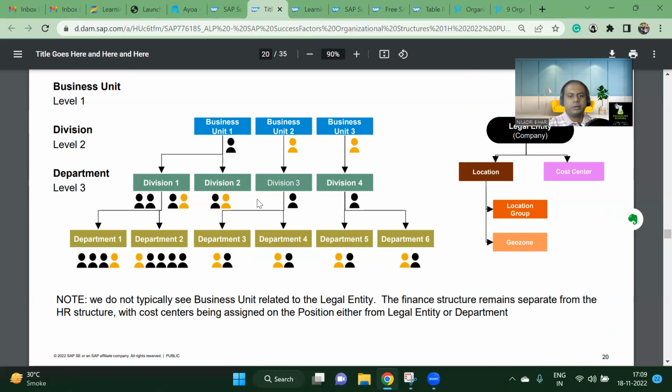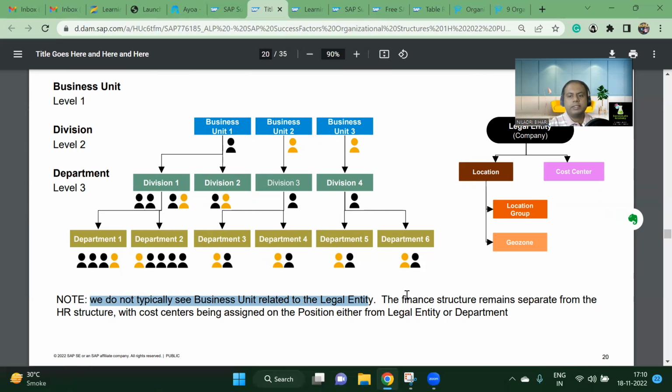Each division can have departments, but if you see in this diagram, division 2 doesn't have any department below it, right? But division 1, division 3, and division 4 have 2 departments below each. It is very important to understand that we do not typically see business unit related to the legal entity. This is an important concept. Business unit may not be related to legal entity.